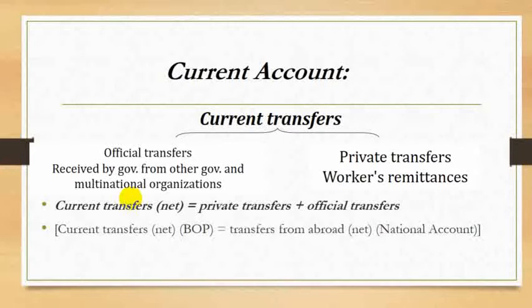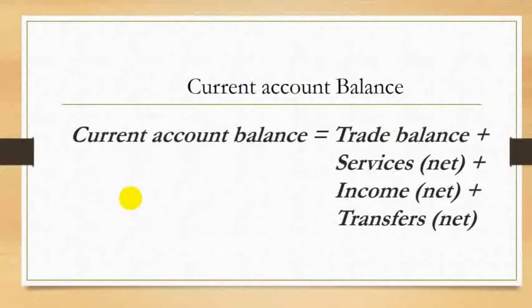Current transfers net is calculated as private transfers plus official transfers, each with its own sign. It's going to be recorded negatively or positively based on which is greater, what you are going to pay to the rest of the world or what you get from the rest of the world. Current transfers net in the balance of payments is equivalent to transfers from the rest of the world, or from abroad net, in national accounts. Then we have to calculate the current account balance, which is a summation of trade balance, services net, income net, and transfers net.